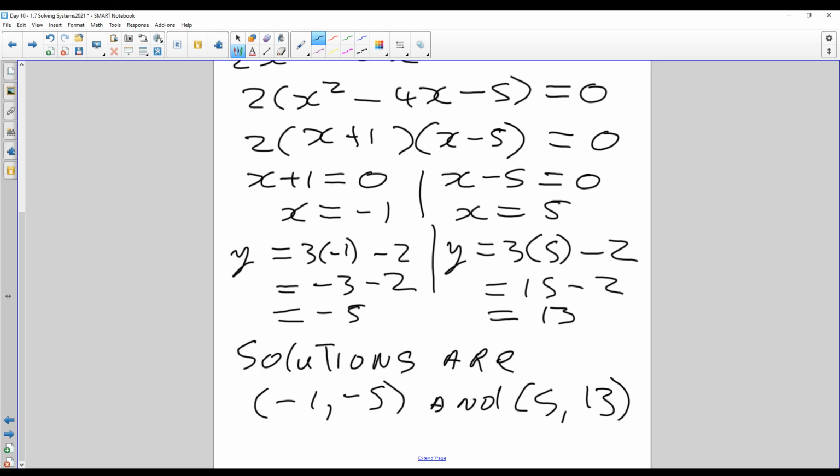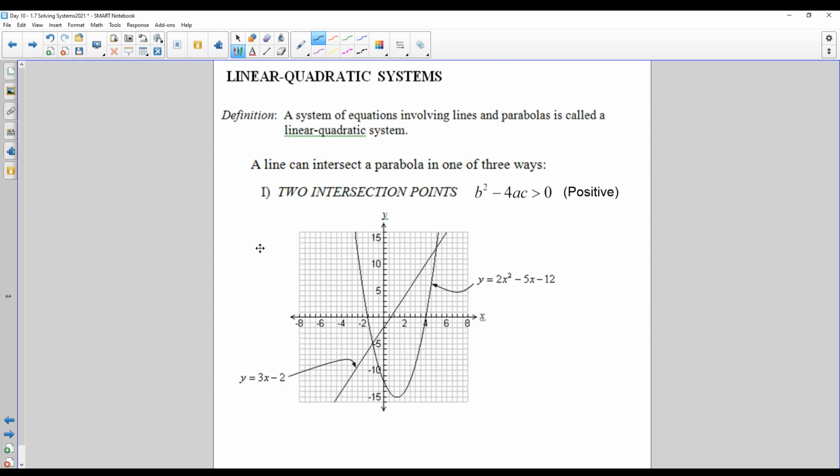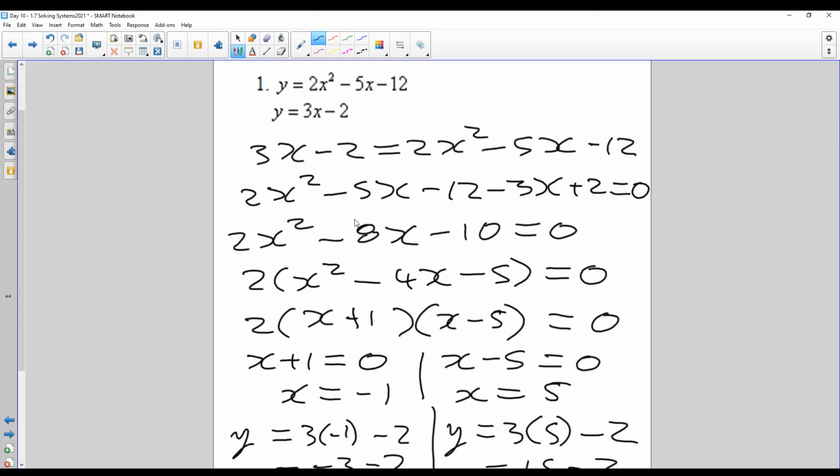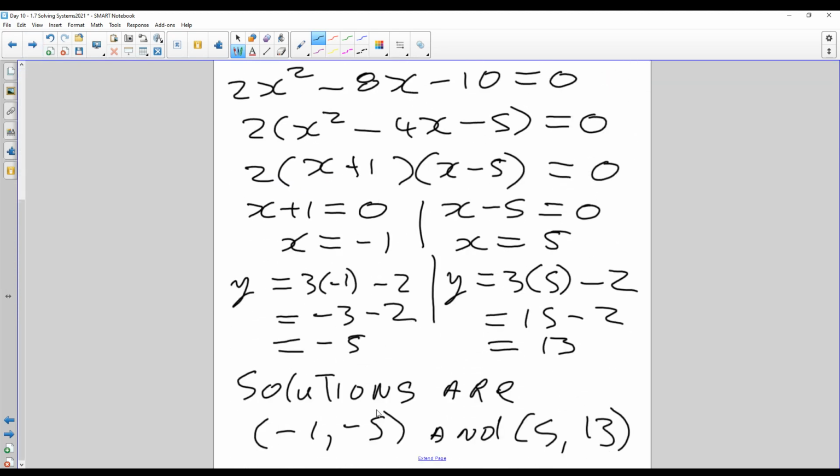We can compare that to the actual graphs because I do have the graphs here. I'm going to go back. So minus 1, minus 5, and 5, 13. Minus 1, minus 5 is this point right here, and the other one is right there. Right? So it kind of works. Not kind of works. It works. But I'm just showing you that the graph agrees with our calculations. So minus 1, minus 5, and 5, 13. Okay.